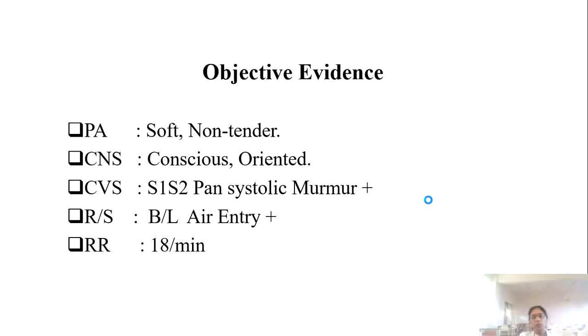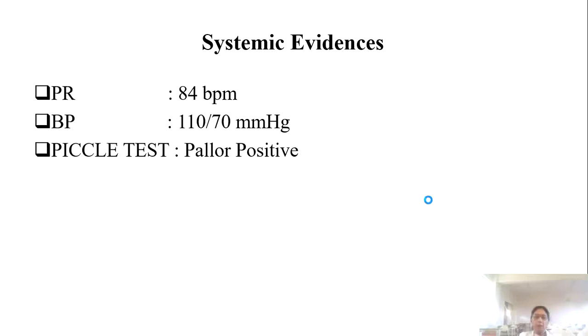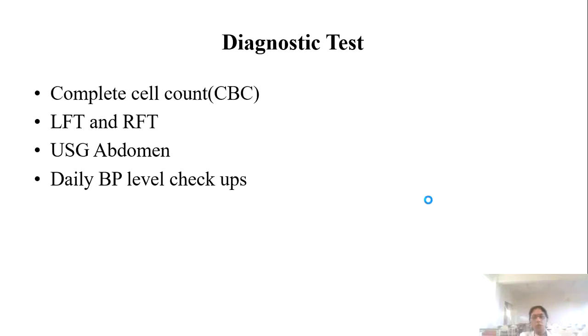So in this patient we will see later that aplastic anemia with pancytopenia is identified, and next is the objective evidence. Whenever we see the per abdomen, it is soft and non-tender, CNS conscious and oriented, CVS S1 S2, murmur positive. Respiratory rate: air entry positive, 18 per minute. Then we have the pulse rate, 84 beats per minute, a little elevated. Blood pressure 110 by 70 mmHg. Pallor positive. So these are shown in the objective evidence.